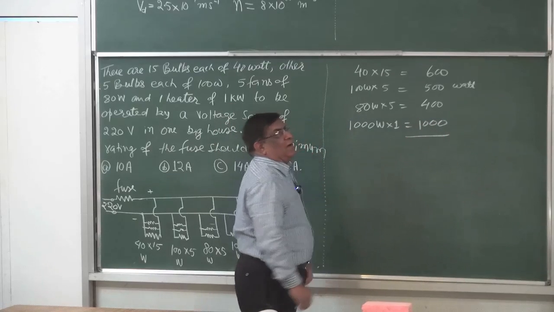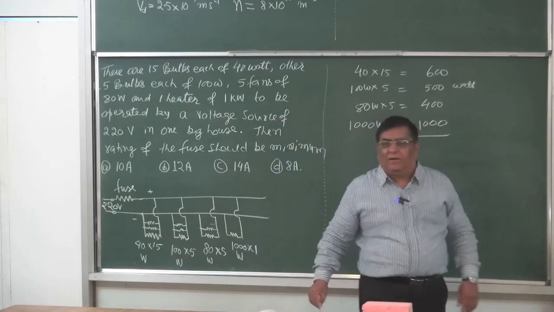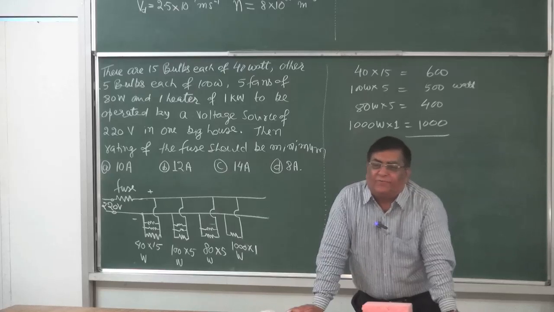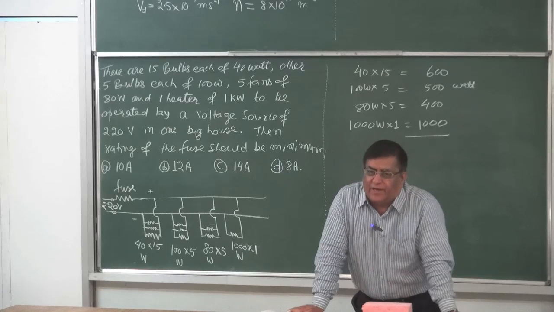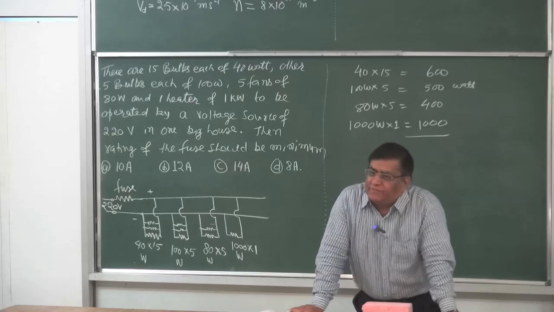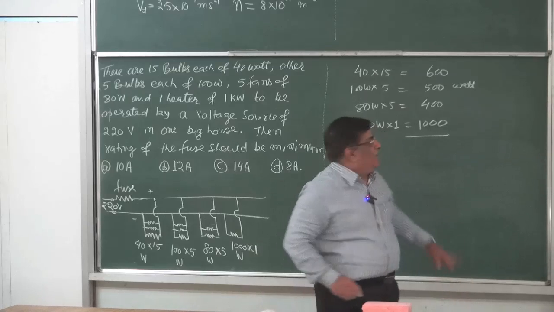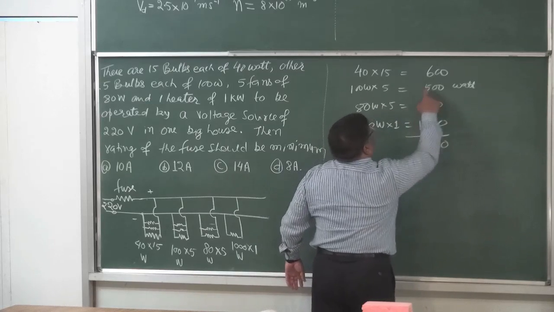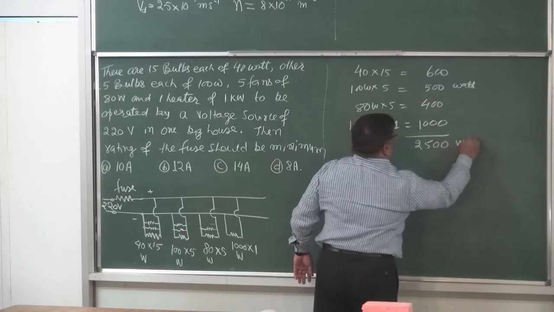How much is the total power required? When they are in parallel, they use their full power according to the rated voltage. If they are connected to the rated voltage, they will use full power. So all of them are using full power. How much is the total power required? Add it up. This will be 2500 watt.